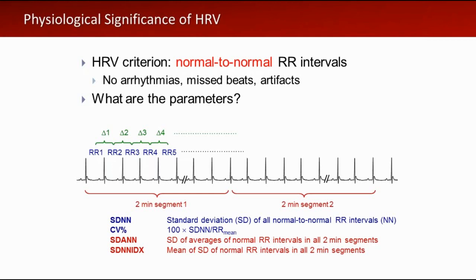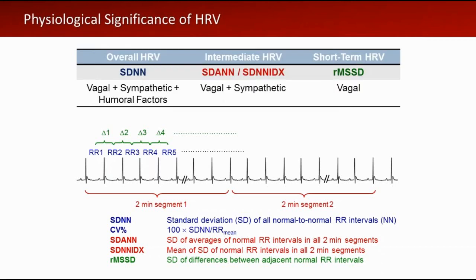Additionally, you can look at beat-to-beat changes in heart rate variability, or short-term or instantaneous heart rate variability. This is really just looking at the standard deviation of the delta change between adjacent heartbeats. This is your RMSSD, or the root mean square of successive differences. But this is really math and jargon heavy, and that's not my favorite thing to talk about.